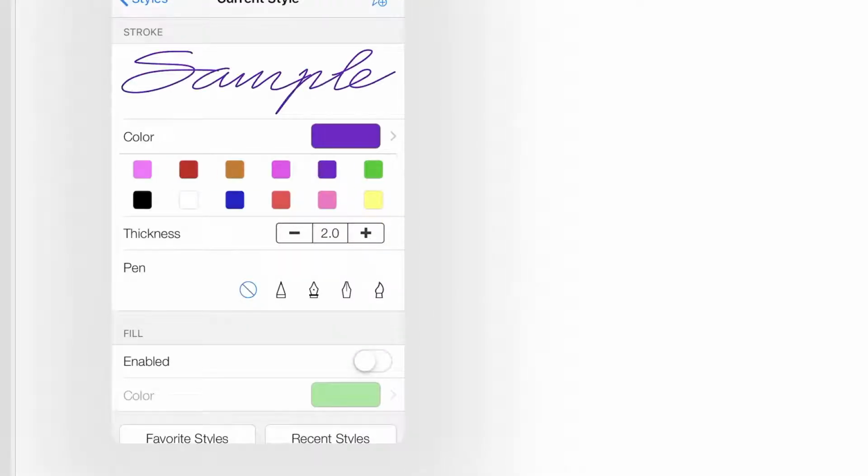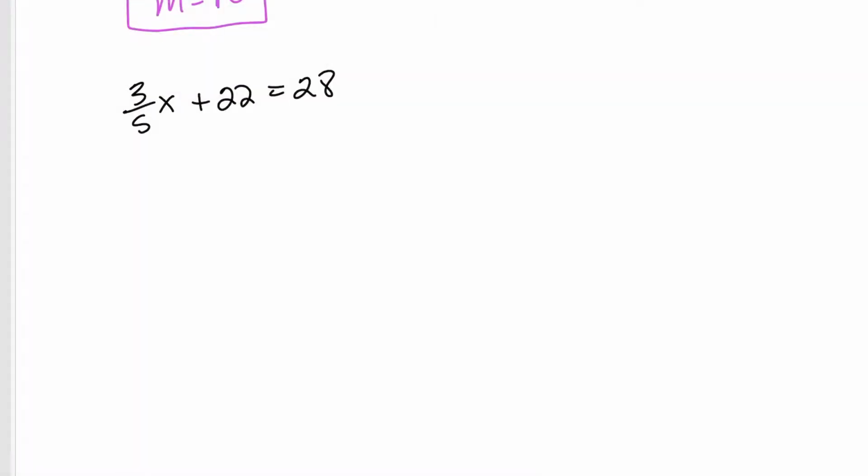Let's say I have a problem that looks like this: 3/5 x plus 22, and let's say that's equal to 28. Okay? I'm going to go ahead and get rid of the constant first. So subtract 22 from both sides. That's now going to become 0, right?